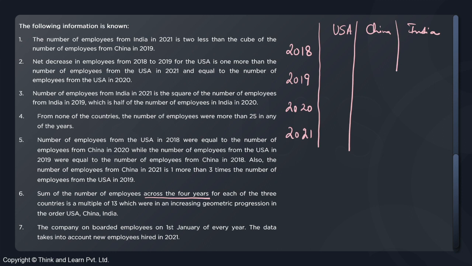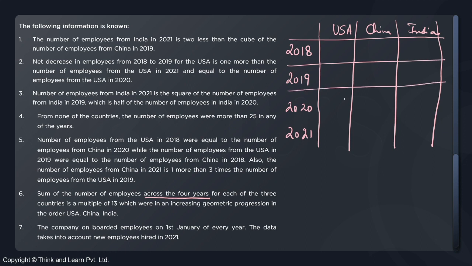So let's just start writing it here. I am just making this table first, that how many members are there from which team. Let's move ahead. As I've always said, always start with the figures which give you absolute information. If you find that, just use it. The number of employees from India in 2021 is 2 less than the cube of the number of employees from China in 2019. That means if this figure is A, it is A cube minus 2.